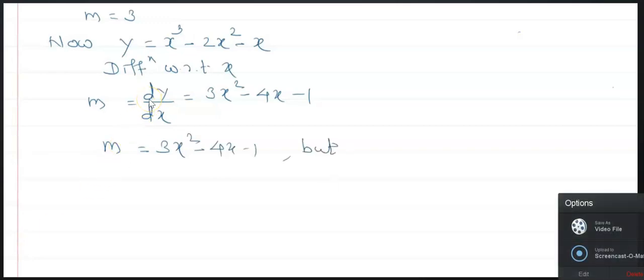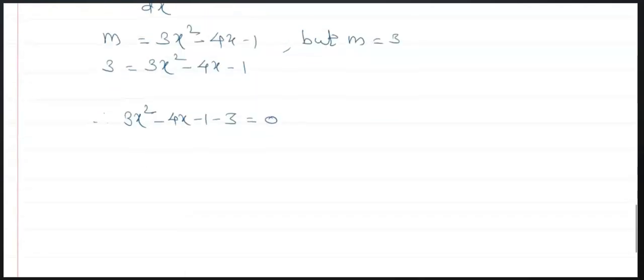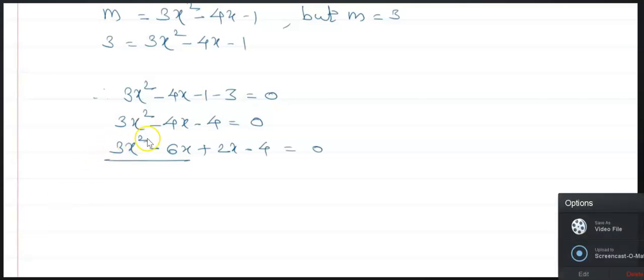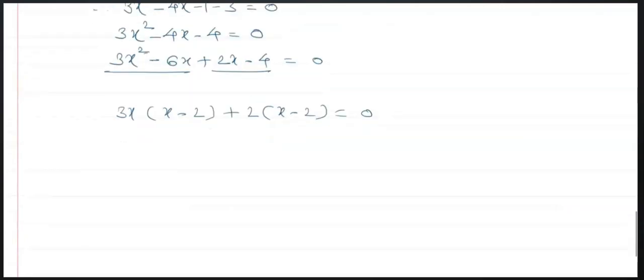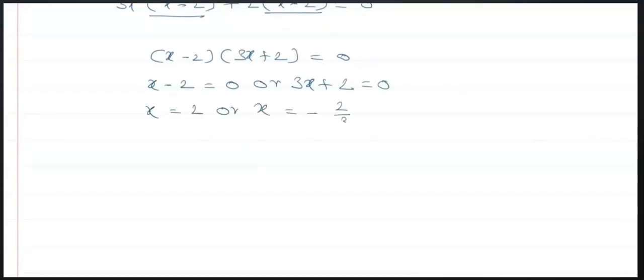Therefore, differentiate this with respect to x. You will get 3x square minus 4x minus 1. That is dy by dx is equal to 3x square minus 4x minus 1. But m is equal to 3. Therefore, 3 is equal to 3x square minus 4x minus 1. Simplify this quadratic equation: 3x square minus 4x minus 4 is equal to 0. That is 3x square minus 6x plus 2x minus 4 is equal to 0. If we simplify, you will get x is equal to 2 or 3x plus 2 is equal to 0, x is equal to minus 2 upon 3.